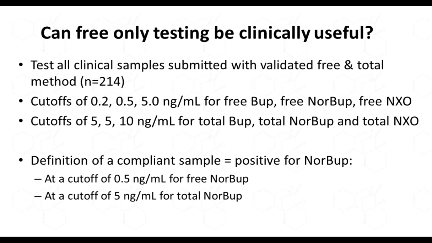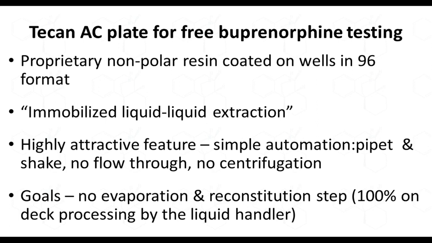We also had some discussion with the primary clinician who uses our service for buprenorphine testing, and she was comfortable with the idea that we would define a compliance sample as positive for norbuprenorphine. So that would be at a cutoff of 0.5 nanograms per ml for free and of 5 nanograms per ml for total. And so even if the buprenorphine was negative, the patient would still be considered compliant so long as there was a positive norbuprenorphine.